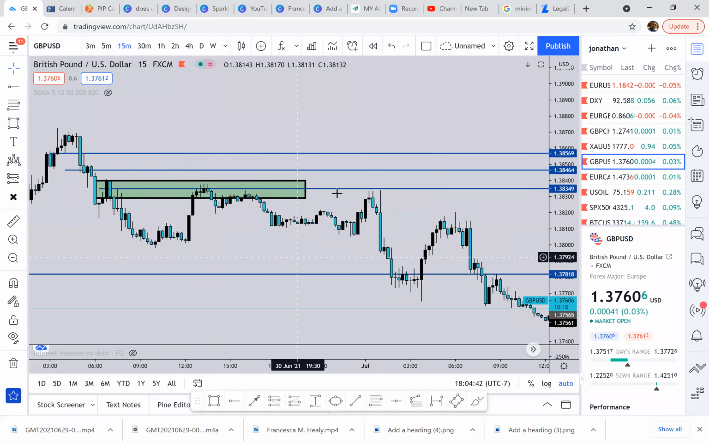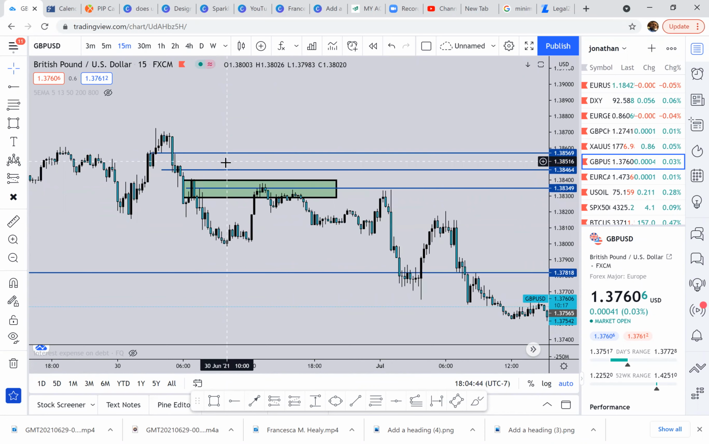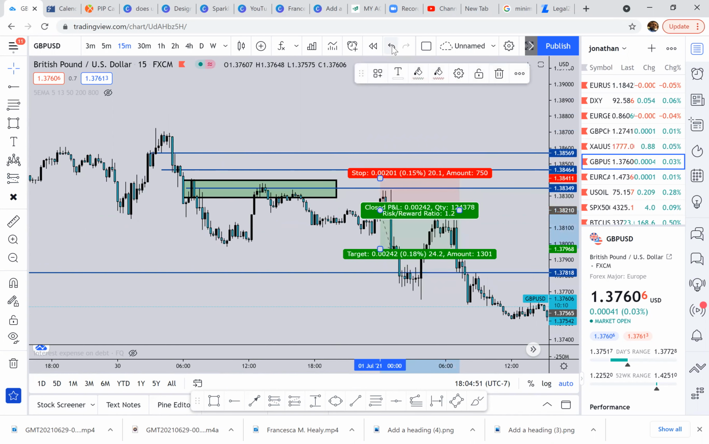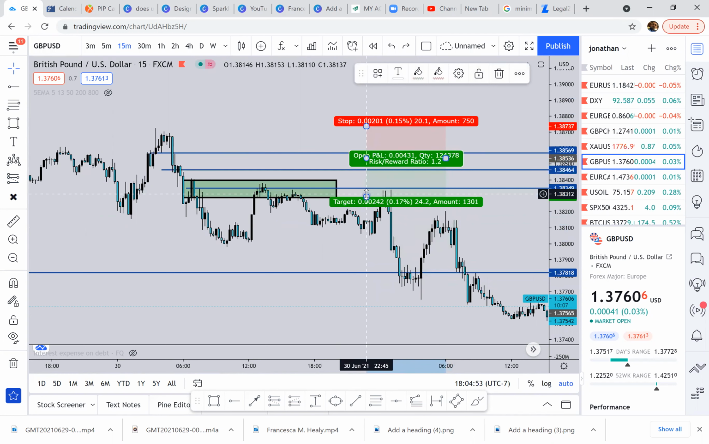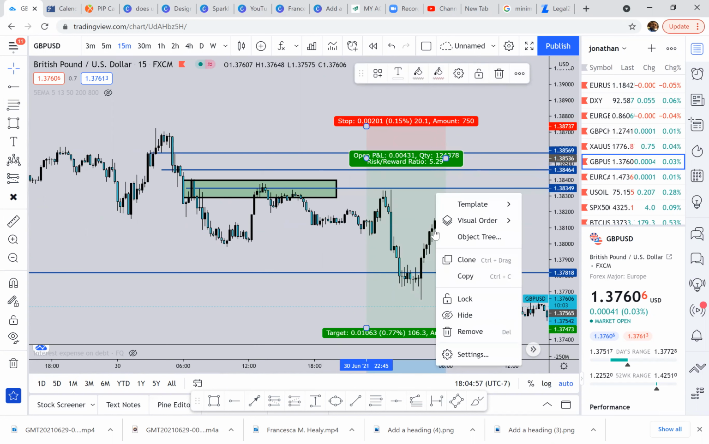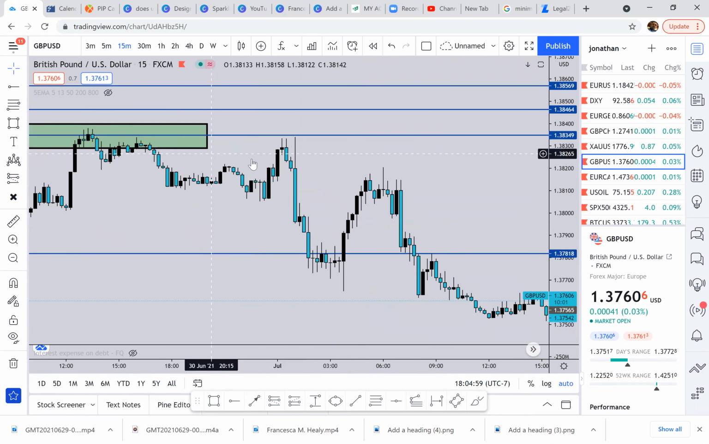I missed this entry here because originally I wanted them to come up here in order for them to sell. So I was looking for this area to be reached up here and then sell off. But as you see, they didn't do that. They created what we just spoke upon here in order to push the market back down.